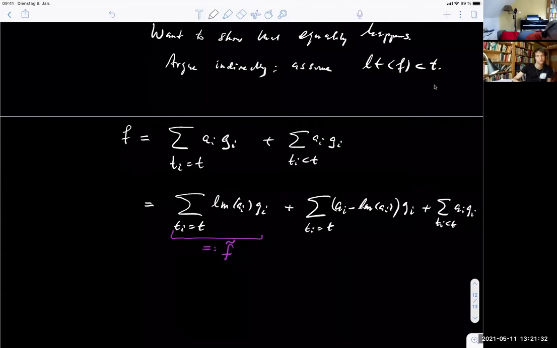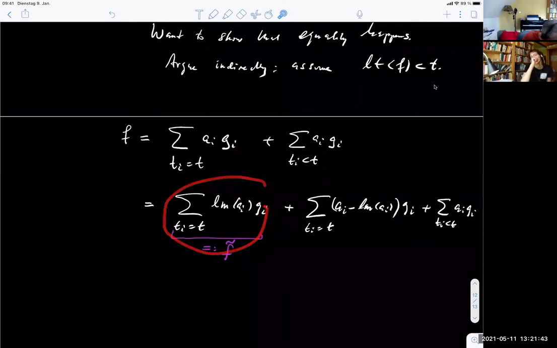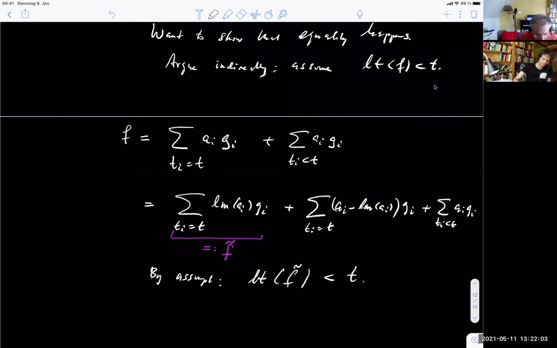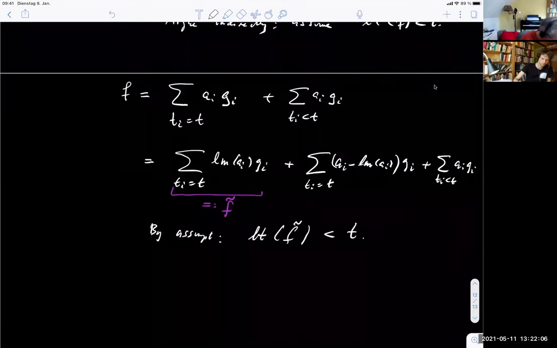So I assume the leading term of f is less than t. It means canceling happens, and the only way canceling can happen is here. So by assumption, I see that the leading term of f twiddle is less than t. But now we are in the situation of the canceling lemma. This is all about the canceling lemma.